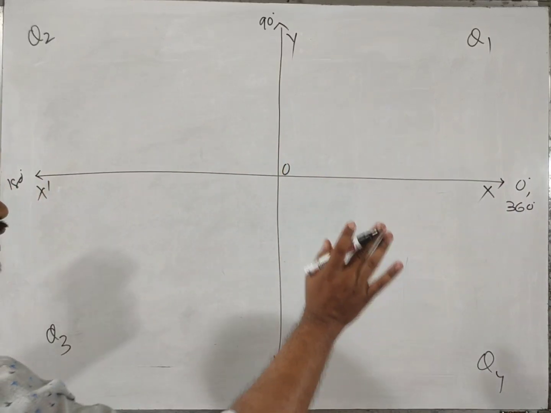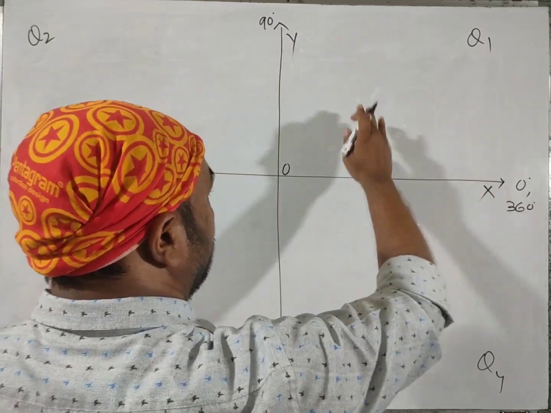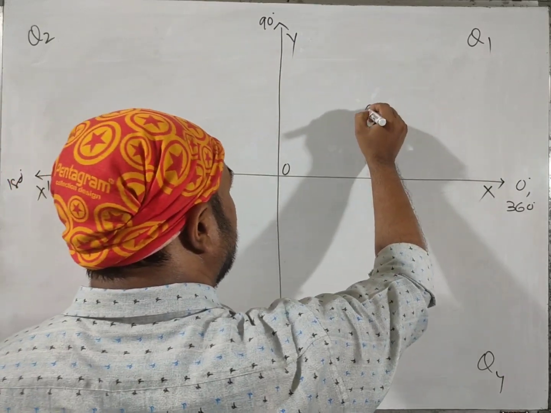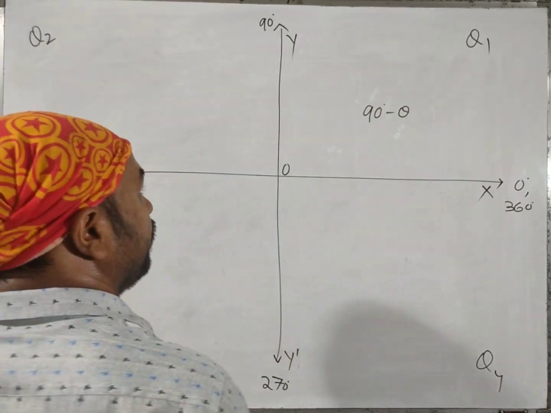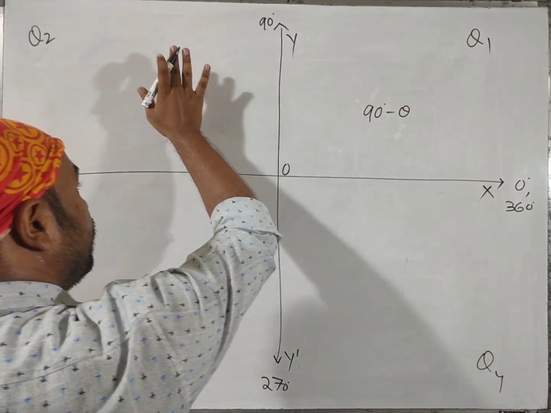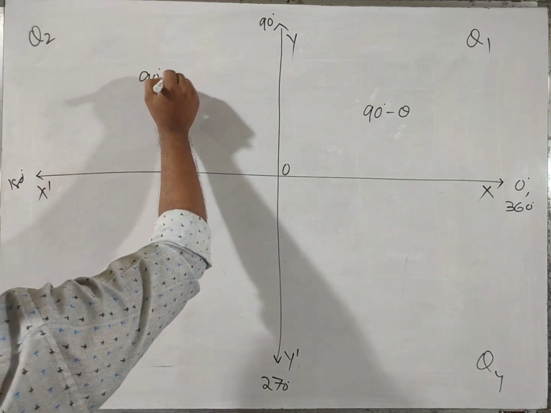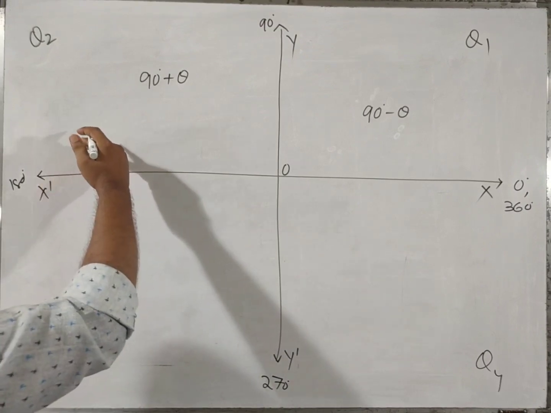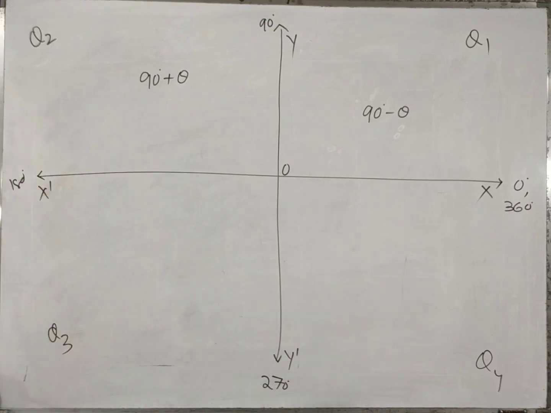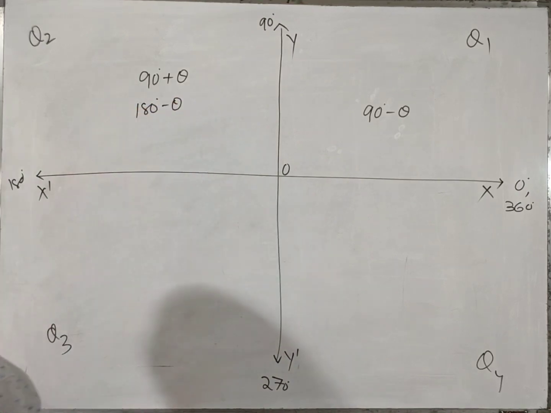The angles which are present in the first quadrant can be expressed in the form of 90 degree minus theta. The angles which are present in the second quadrant can be expressed in the form of 90 degree plus theta, and also, as they are smaller than 180 degree, they can be expressed in the form of 180 degree minus theta.